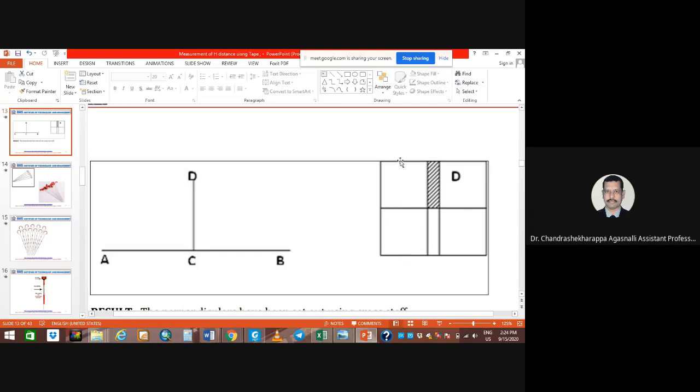So if you keep these two here, and you make the survey and intermediate points in a zigzag line, it will be a big problem when you make the drawing finally.